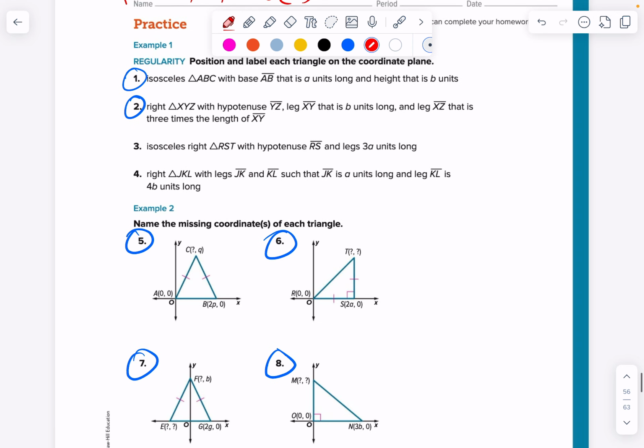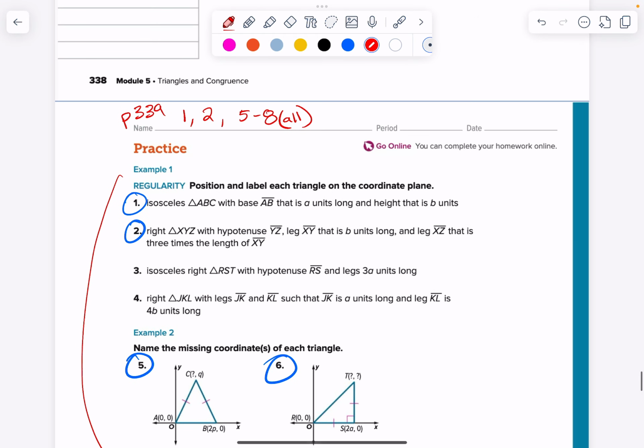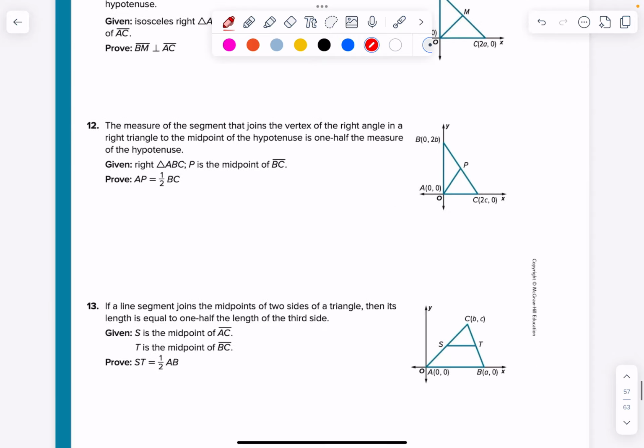The first ones on this first page are going to be like set up the coordinates and find the missing coordinates type of thing. Okay, so there you go. I think it's 14 and 15. I just lost my train of thought already.